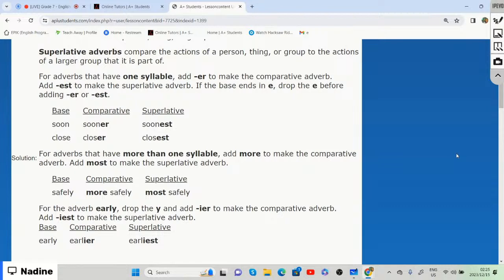And with more than one syllable, for example, safely, two syllables, then we either add more to make the comparative adverb and we add most to make the superlative adverb. So more safely, most safely.